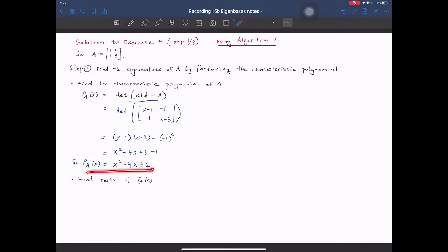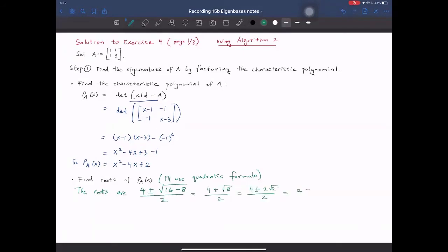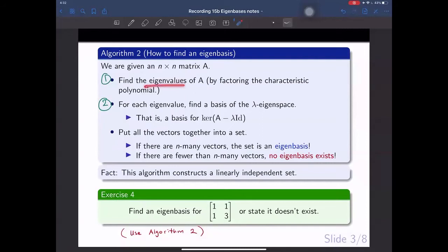Next, I need to find the roots of this polynomial. I don't see an easy factorization, so I can either use the quadratic formula or complete the square. I'll use the quadratic formula. The roots are the negative of -4 plus or minus square root of 16 minus 8 divided by 2. So I get 2 plus or minus square root of 2. So I get exactly 2 roots. So this tells me that the eigenvalues of A are 2 plus square root of 2 and 2 minus square root of 2. I have done step 1, find all eigenvalues of A.